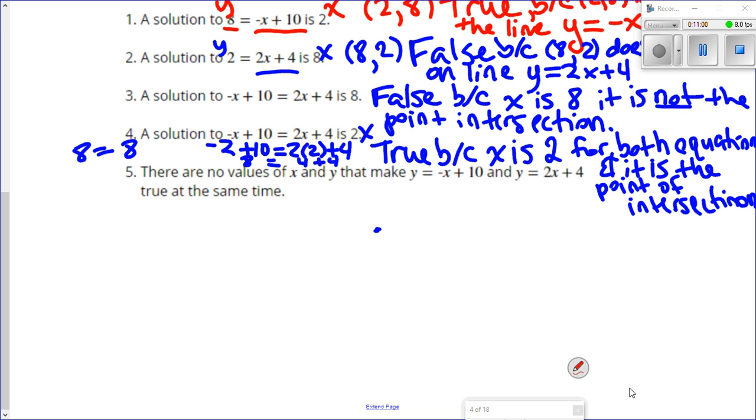You can do that same thing back in question 3 and prove question 3 to be false. If I were to input 8 for x algebraically, is negative 8 plus 10 equal to 2 times 8 plus 4? Well, negative 8 plus 10 is 2, right? 2 times 8 is 16 plus 4, and 16 plus 4 is clearly not 2, but rather it is 20. So those two are not equivalent. So algebraically, that's how we can prove that.